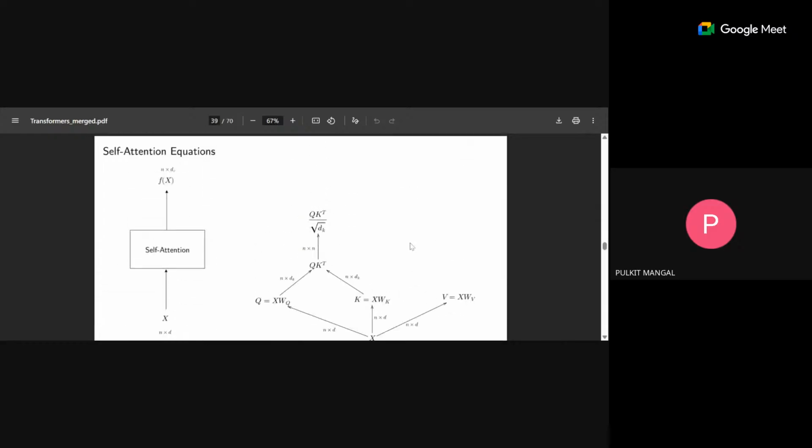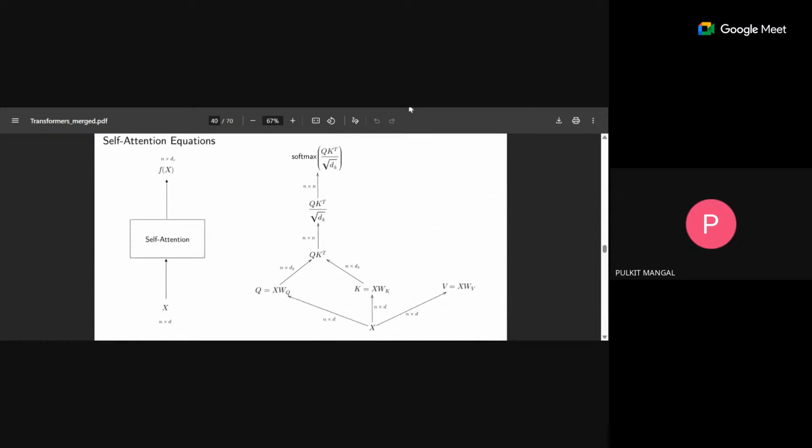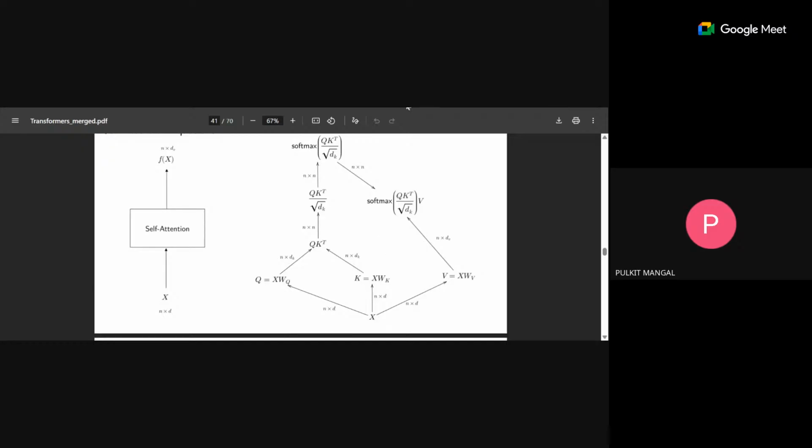Then you do this scaling for the variance part, and to stabilize the training. Then you apply softmax here. It has to be done row wise. Then the next part comes from the V part.